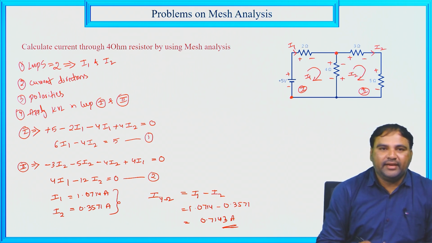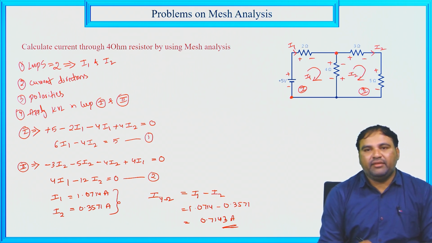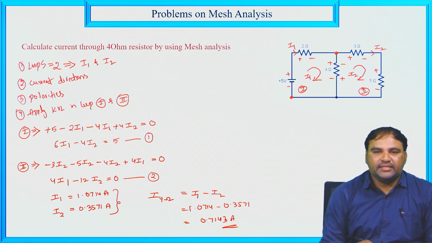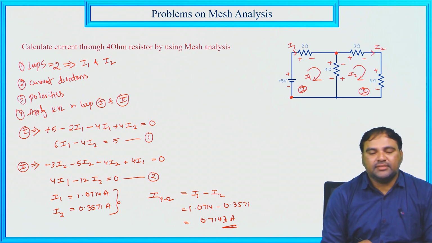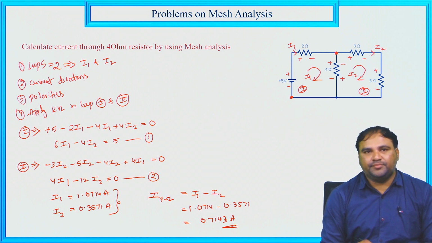Similarly, we can calculate power also. The power equation is V into I, or I squared R, or V squared divided by R. By solving this equation, we will get the power also. Okay, here is the 2 loops problem.